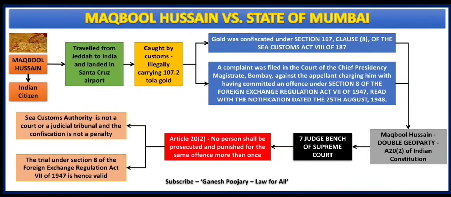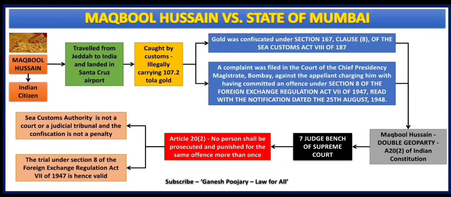MAQBOOL HUSSAIN, they got 107.2 tola of gold which was illegally carried by MAQBOOL HUSSAIN. Now the gold was confiscated under the Sea Customs Act and there was a complaint also registered against MAQBOOL HUSSAIN under the Foreign Exchange Regulation Act.